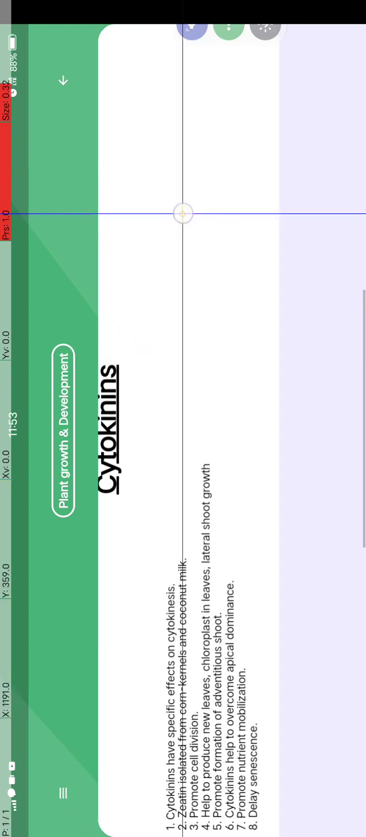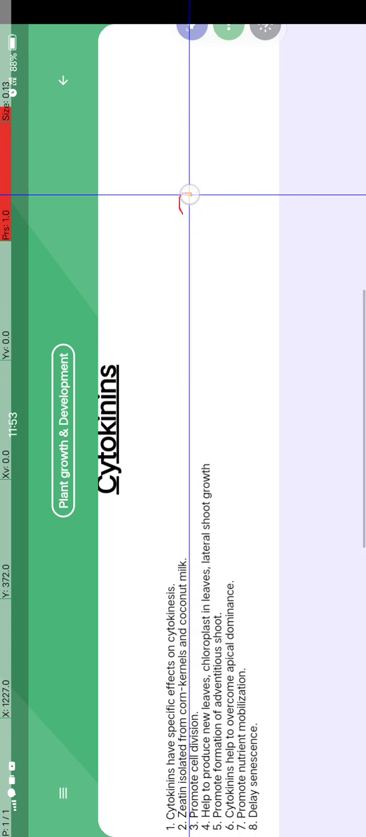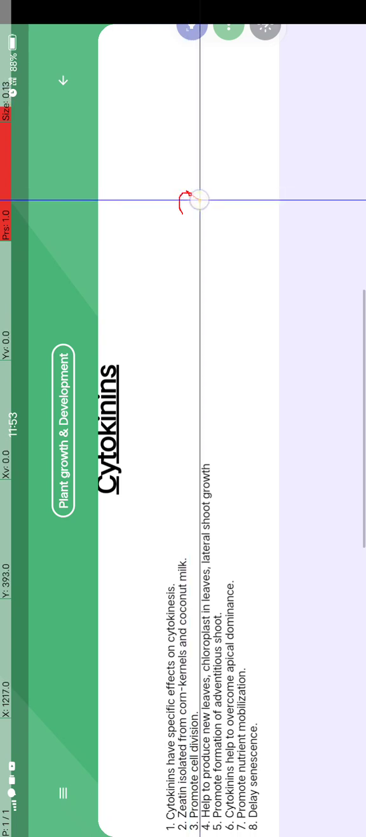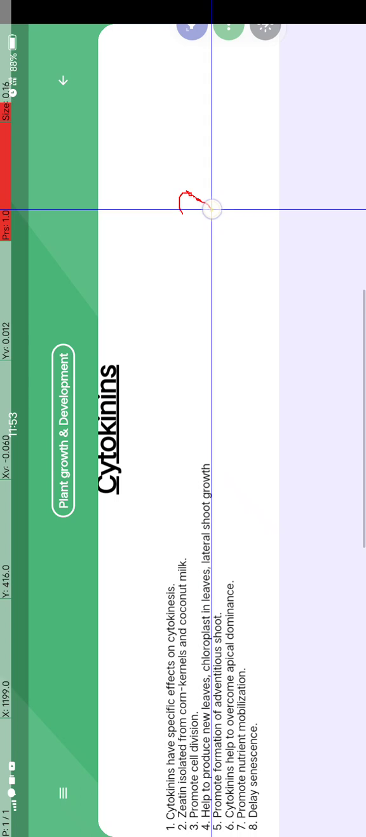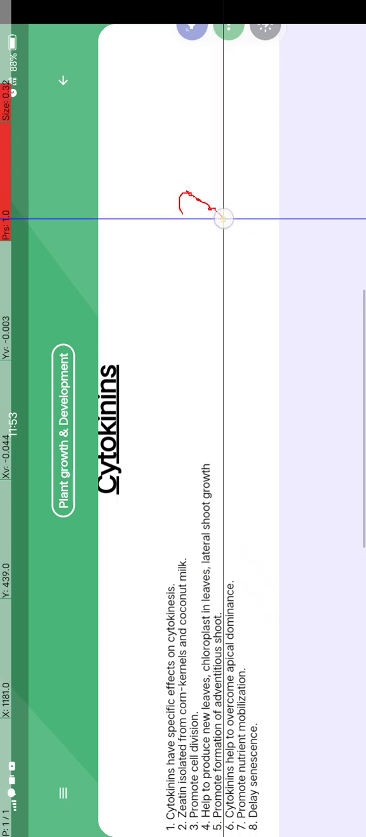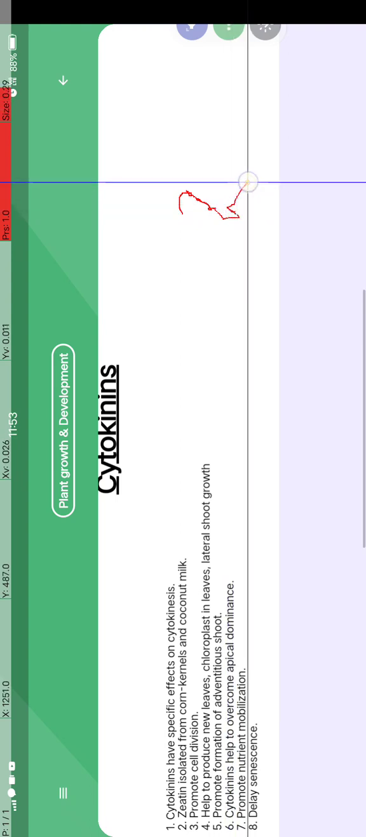Cytokinins क्या होता है? Cytokinins have effect on cytokinesis, getting isolated from the corn kernel and coconut milk. They promote cell division, help to produce leaves and chloroplasts in leaves, and promote lateral shoot growth. They promote the formation of adventitious roots, help to overcome apical dominance, promote nutrient mobilization and delay senescence.